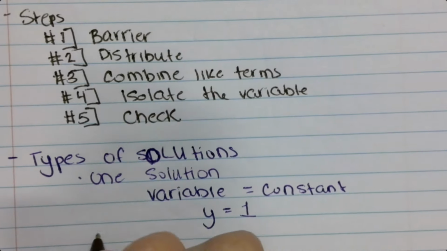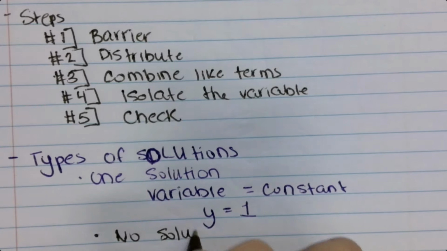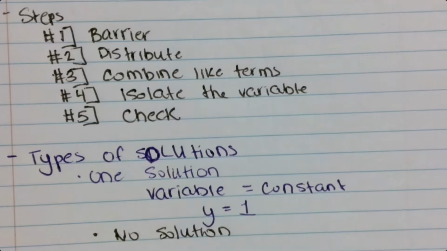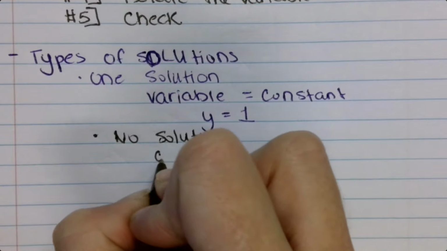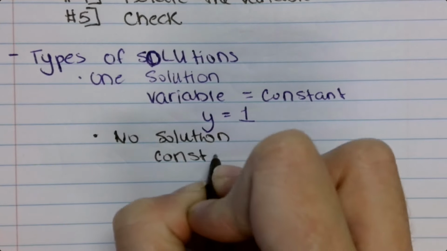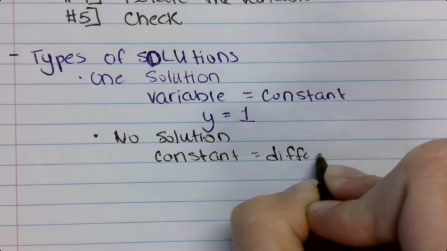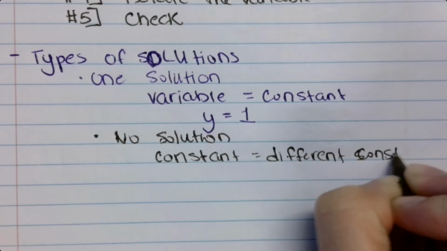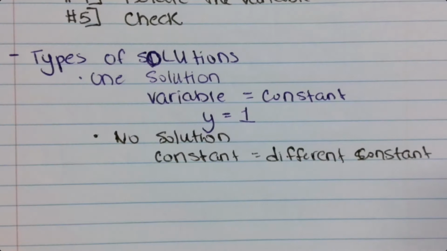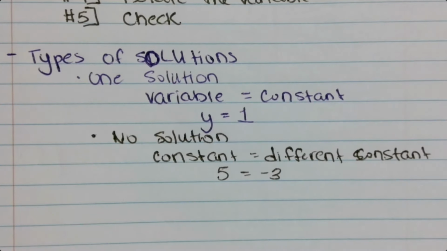Option 2 is no solution. That means that you have a constant and it equals a different constant. Something like 5 equals -3. So there's 2 numbers that are not the same.